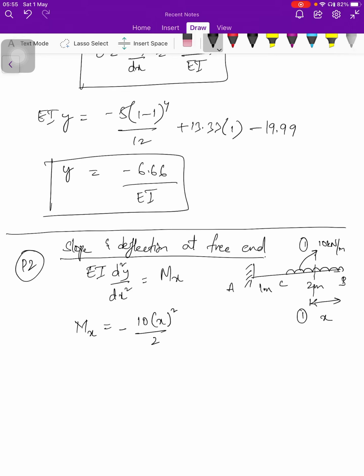But if I move this section beyond point C, at a distance of x from the C, the length of UDL is 2 meters, which is finished before the point C. Alright, so this equation is not valid now. So to solve this problem, you need to take a condition here. This is the condition to be taken.